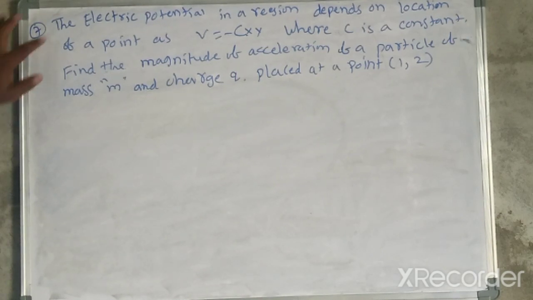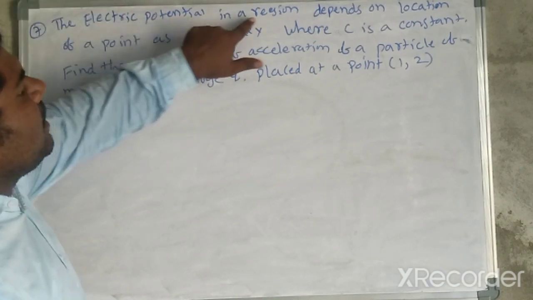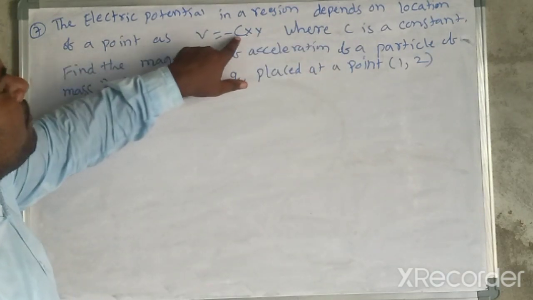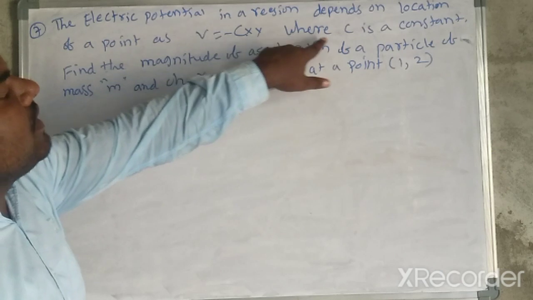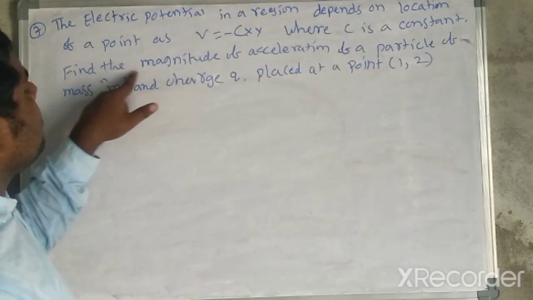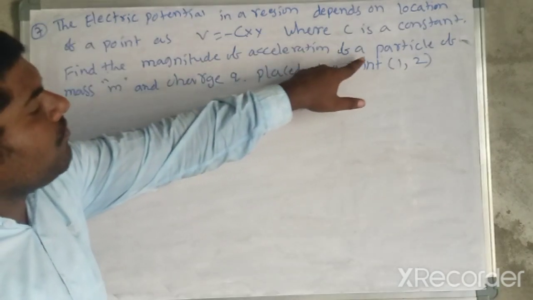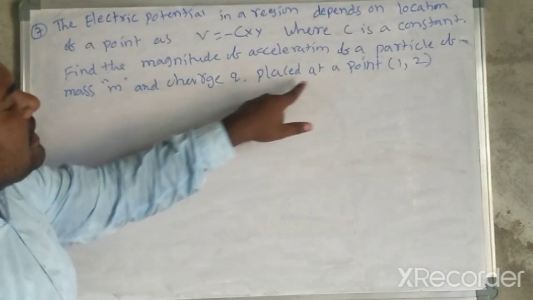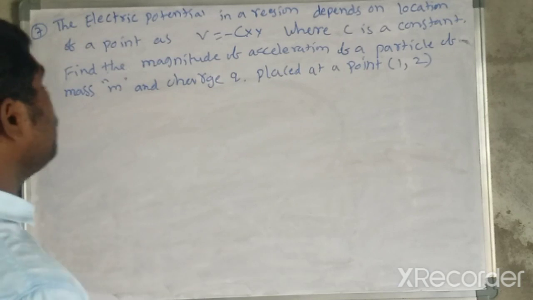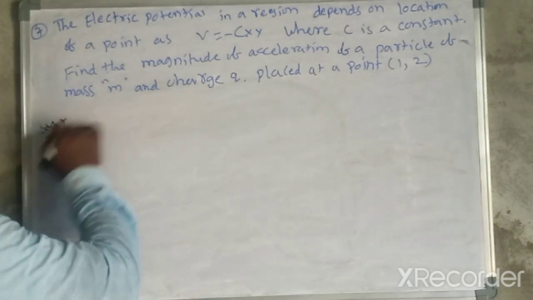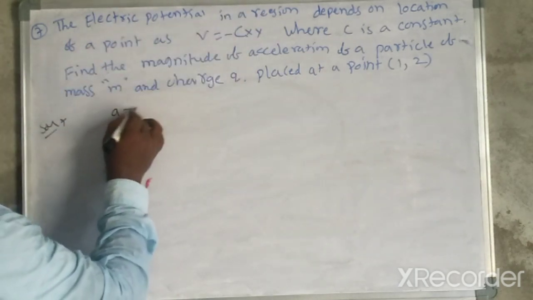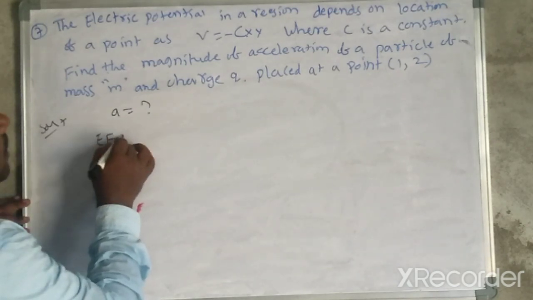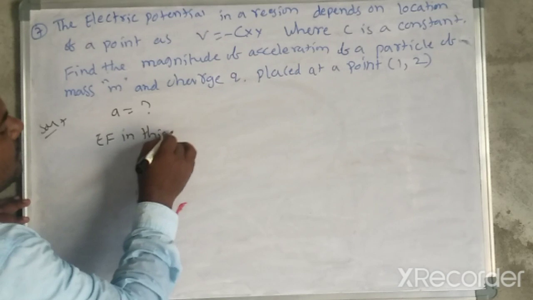Another model: the electric potential in a region depends on the location of a point as V is equal to minus Cxy, where C is a constant. Find the magnitude of the acceleration of a particle of mass m and charge q placed at the point (1, 2). Solution: what they are asking here, acceleration, is equal to how much? They are asking about the electric field in this region.